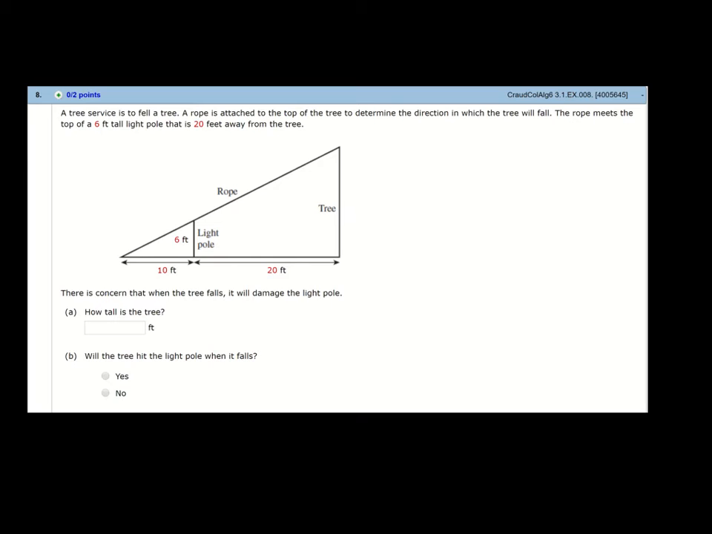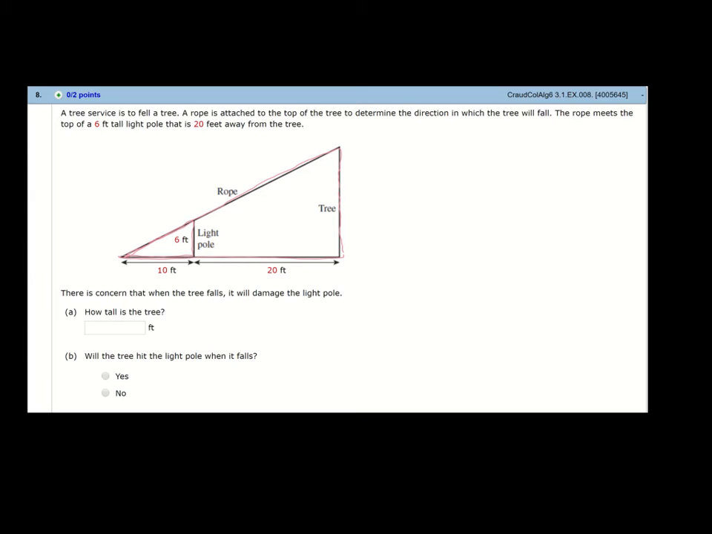I wanted to help with this problem because it starts off in kind of a tricky way, and it asks you to recall a certain principle about similarity between triangles. There's a small triangle here, which has 6 feet and 10 feet as its legs. And then there's a larger triangle, which goes all the way to the top of the tree and all the way to the base of the tree.